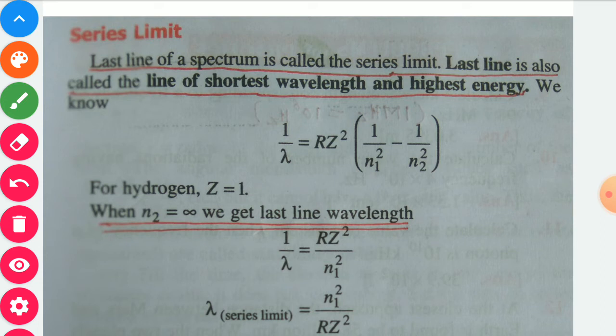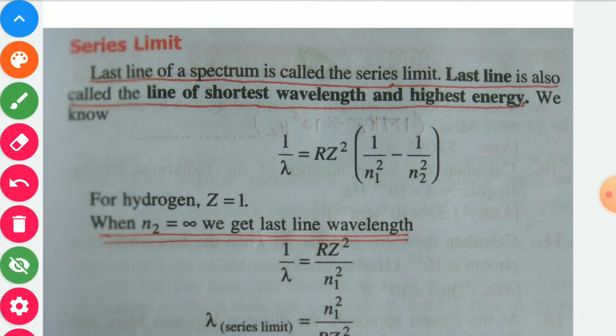We know that 1 upon lambda, that is the wave number, is equal to R Z square in bracket 1 upon n1 square minus 1 upon n2 square. So here the value of n1 is less than the value of n2. In place of n1 we may write nf, meaning final. In place of n2 we may write ni, meaning initial.